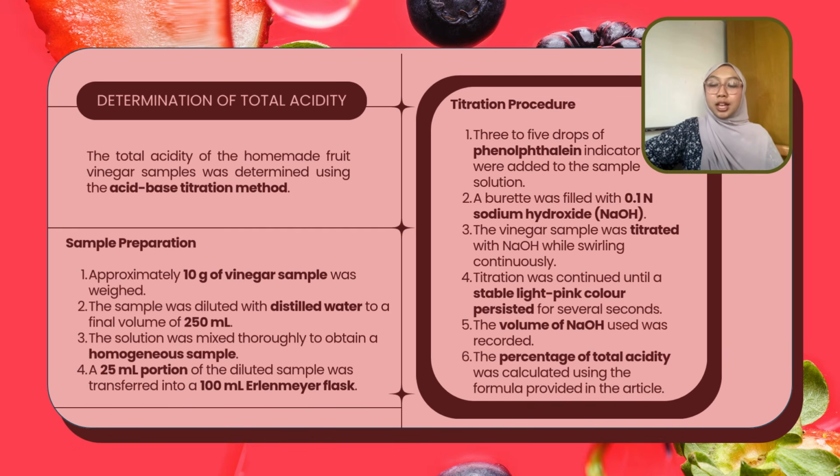Titration procedure. Three to 5 drops of phenolphthalein indicator were added to the sample solution. A burette was filled with 0.1 normality sodium hydroxide. The vinegar sample was titrated with sodium hydroxide while swirling continuously. Titration was then continued until a stable light pink color persisted for several seconds. The volume of sodium hydroxide used was recorded. The percentage of total acidity was calculated using the formula provided in the article.